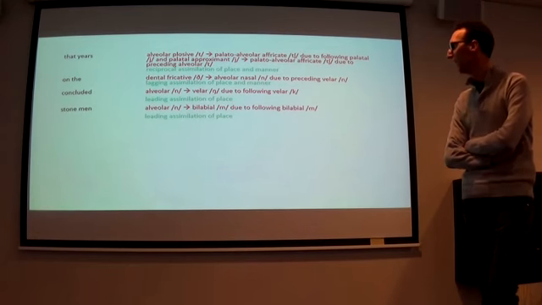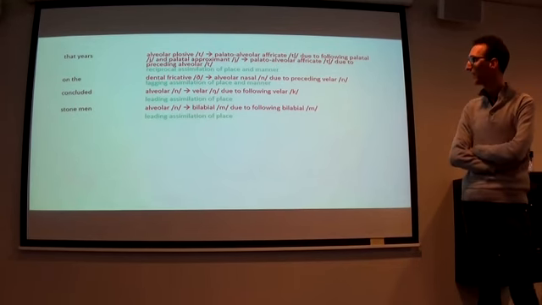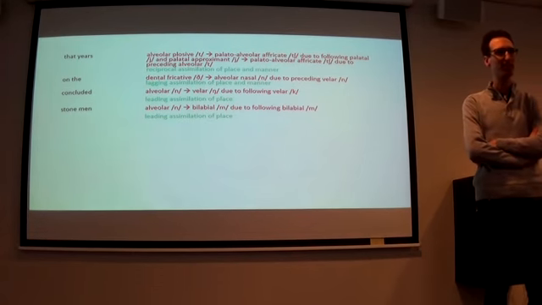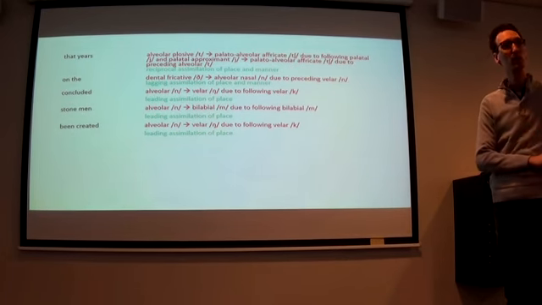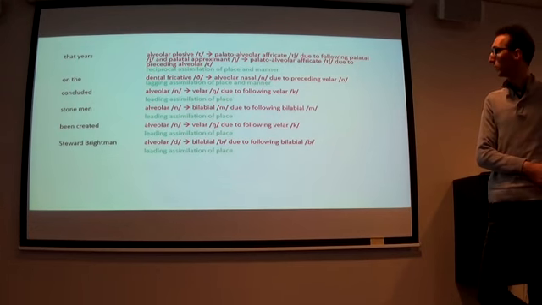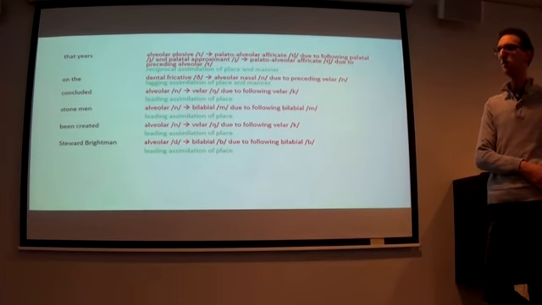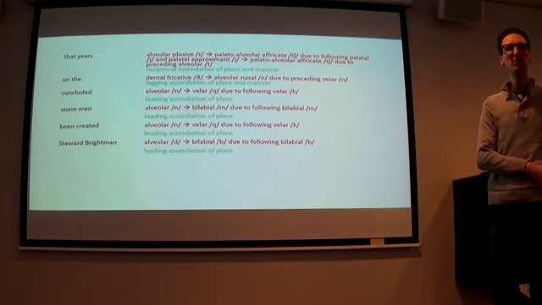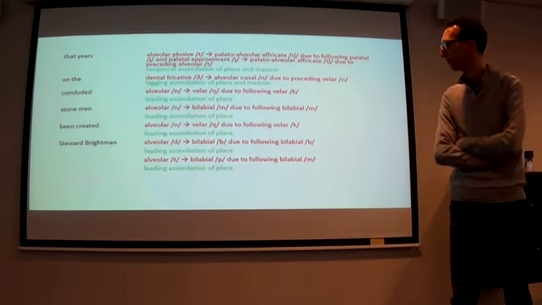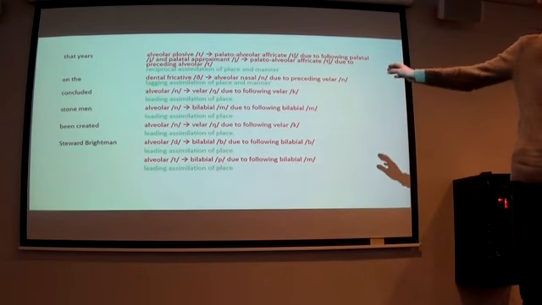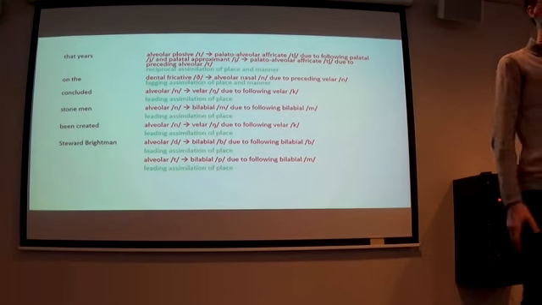"Stonemen": alveolar n changes to bilabial m due to following bilabial m. So again, this is leading assimilation of place. Another leading assimilation of place: "bin created" becomes "bing created". Two things happen at the same time here, in one name, "Stewart Brightman": the d changes to a b, and the t changes to a p, both leading assimilation of place. Again, you can see here, most of the instances are leading assimilation of place. So that's something very common in English.